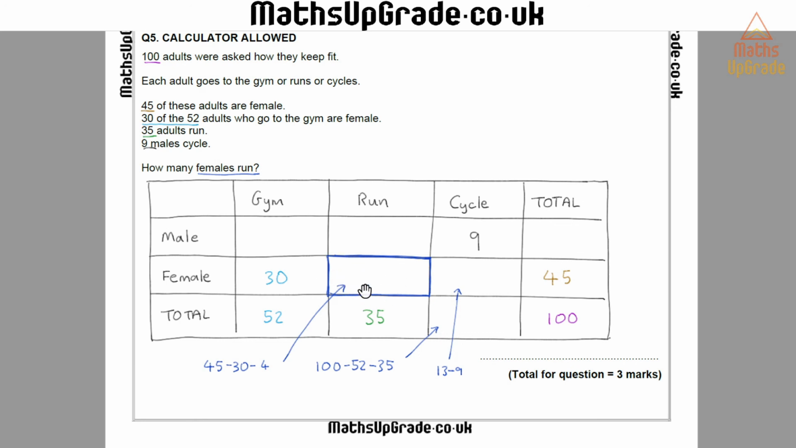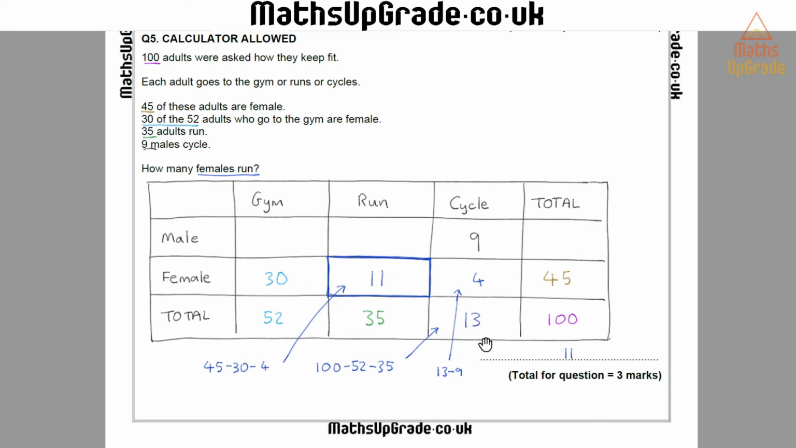Okay, so let's do it step by step. Let's work out some of the other cells first. The first cell you can work out is probably this one here. That's going to be 100 minus 52 minus 35. Once you've worked out that cell, you can then work out this cell here, since this column would only have one number missing. Once you've worked out that cell, you can then find the cell you're interested in, how many females run, since that would only have one cell missing. So here are the values you should get, and the answer is 11, and that's 3 marks.